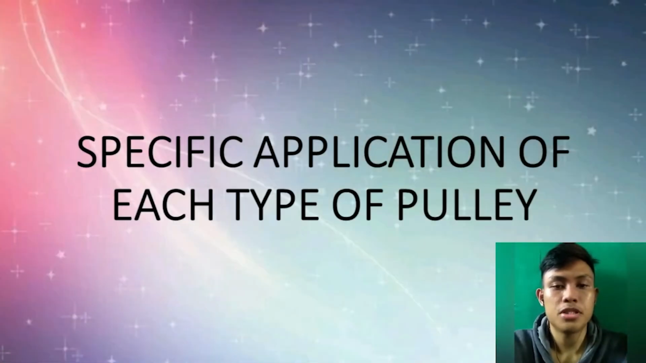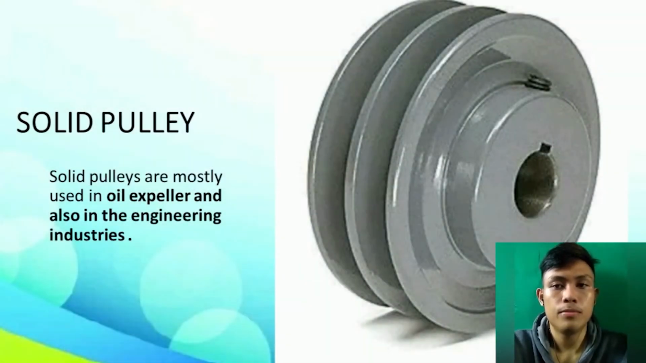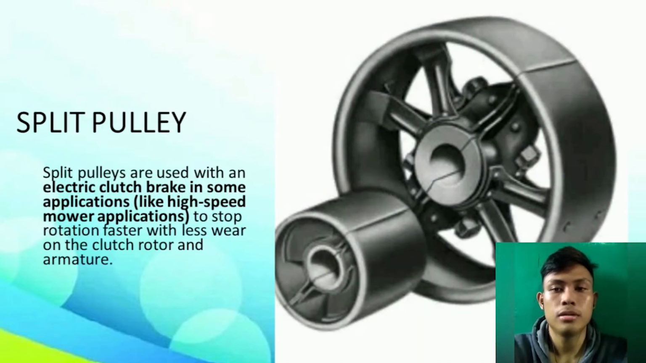The next topic is the specific application of each type of pulley. First is the solid pulley. Solid pulleys are mostly used in oil expellers and also in the engineering industries. This pulley is lower in cost, so it is affordable to every industry. Next, the split pulley. Split pulleys are used with an electric clutch brake in some applications like high-speed mower applications, to stop the rotation faster with less wear on the clutch rotor and armature.